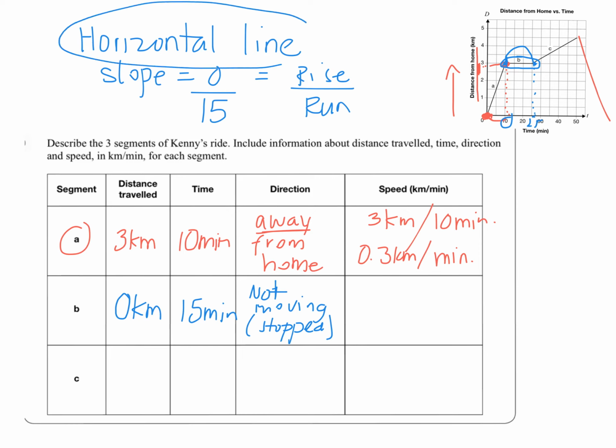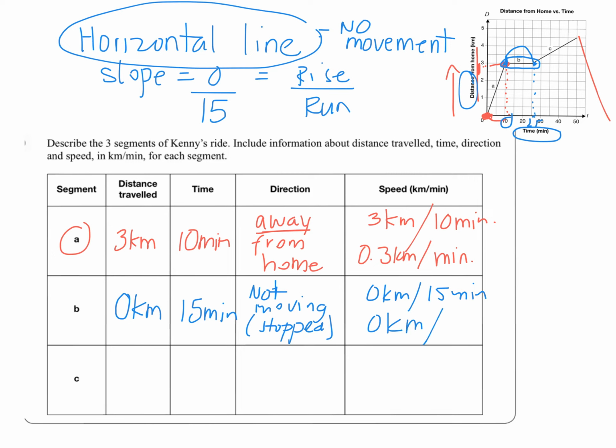Whenever you see a horizontal line on a time and distance graph, it's always no movement, okay? So I want you to write that down. No movement if the line is horizontal. Time is passing, but there's no change of direction. Okay, 0 kilometers in 15 minutes, which is the same as 0 kilometers per minute. Every minute that passes, he's not moving.